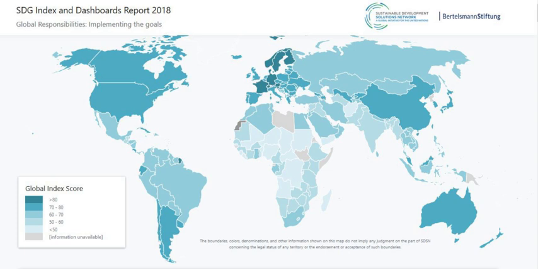The post-2015 development agenda was a process from 2012 to 2015 led by the United Nations to define the future global development framework that would succeed the Millennium Development Goals. The SDGs were developed to succeed the Millennium Development Goals (MDGs), which ended in 2015.